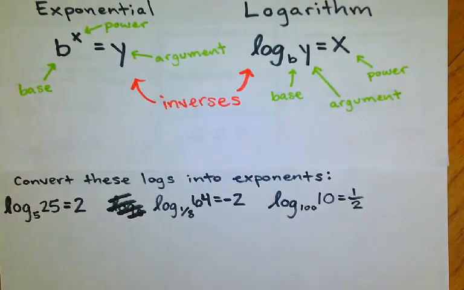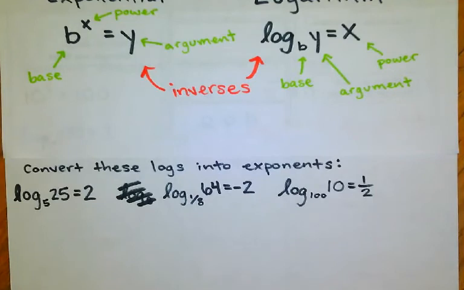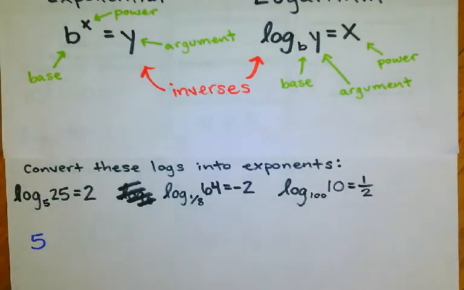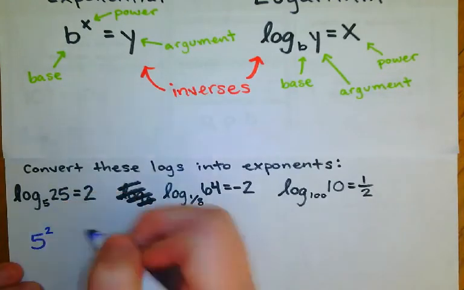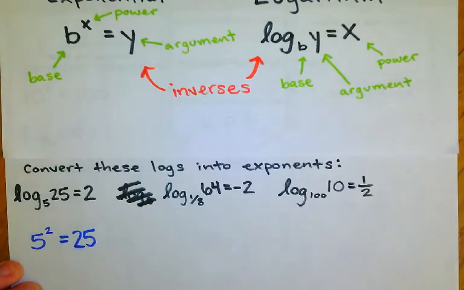All right, so these are in log form and we want to put them in exponential form. So to start this out, we want to know what's the base of our log, because the base of our log is going to be the base of our exponent, and our base is 5. All right. Now, what's our power? Our answer to our logarithm is going to be the power of our exponent. So, 2. And 5 squared is 25. There's our argument.